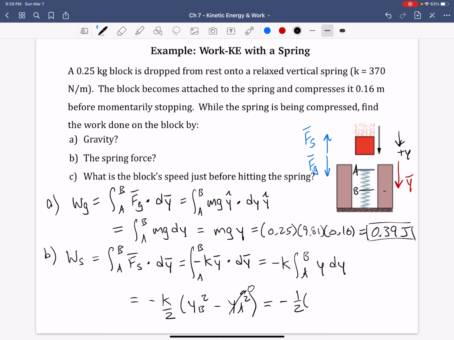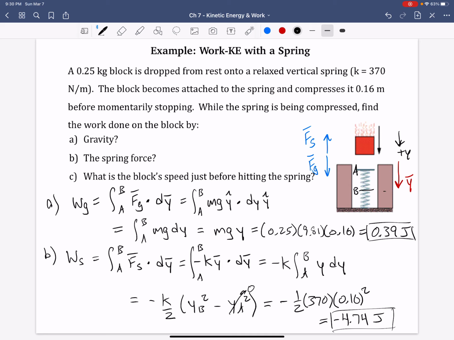So 1/2 times our spring constant of 370 times yb squared. Yb is 0.16, squared. We should get a value of negative 4.74 joules, if I did my math correctly. All right? It's negative. And so, good so far, good so far.